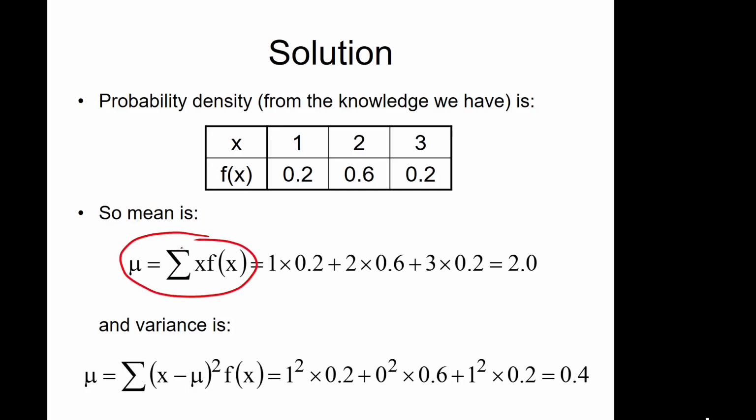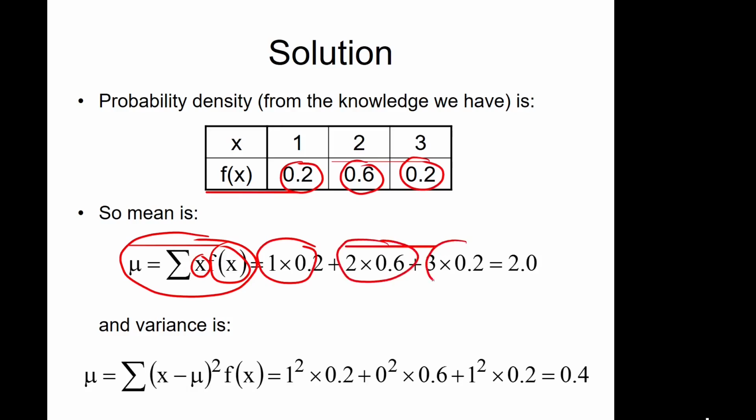We've changed from an integral into a sum because we're doing this discretely. Our values of x times the probability of that. Well, 60% of the time we've got a 2, 20% of the time we've got a 1, and 20% of the time we've got a 3. So it's 0.2 times 1 plus 0.6 times 2 plus 0.2 times 3, and that gives us our mean of 2.